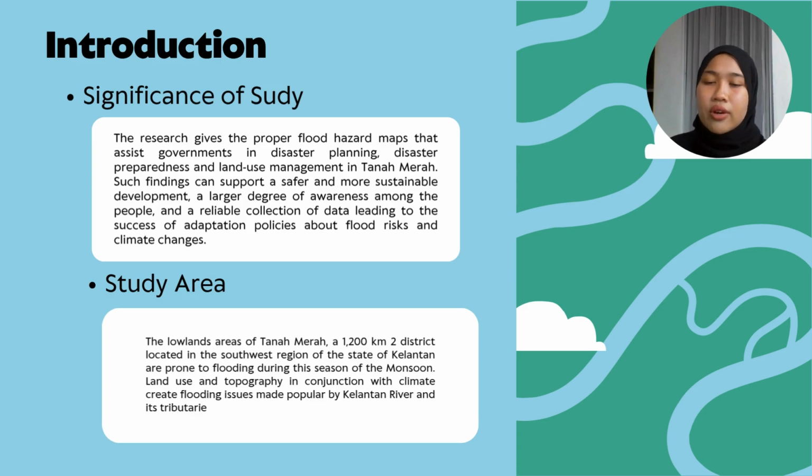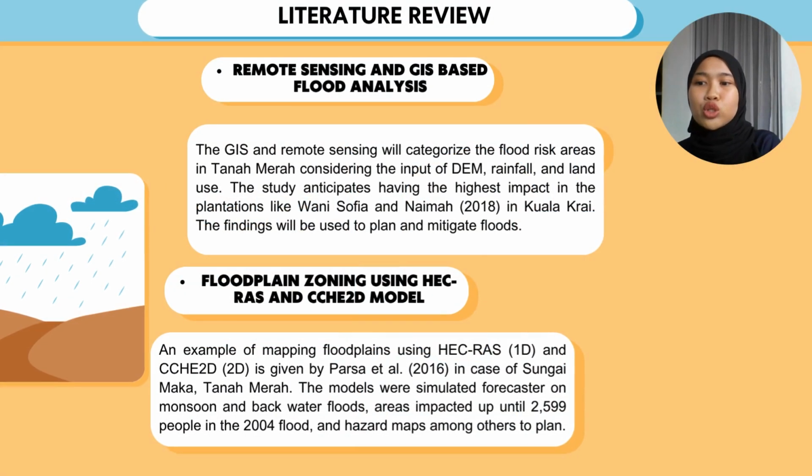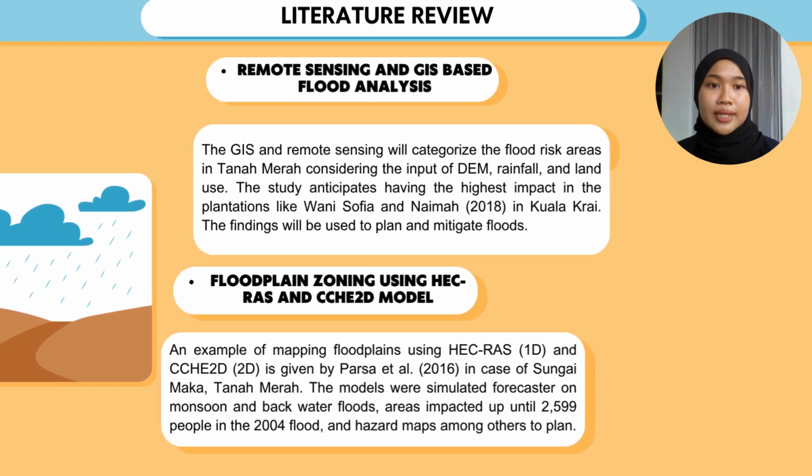Okay, next study area. The lowland area of Tanah Merah, a 1,200 km² district located in the southeast region of the state of Kelantan, is prone to flooding during the season of the monsoon. Land use and topography in conjunction with climate create flooding issue made worse by the Kelantan River and its tributary. Now, I will briefly go through the literature review which supports the method and direction of my study.